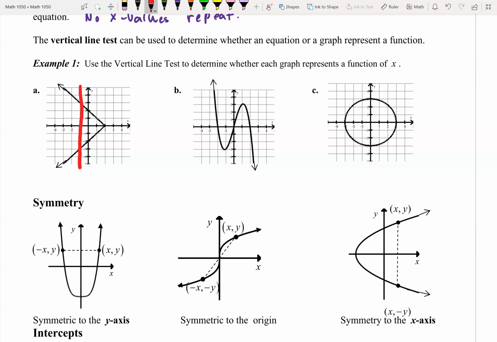That line hits the graph twice. So everybody in the room tell me, is it a function? No, it's not. If it hits it more than once, then the answer is no. So just go ahead and write no and then box it or highlight it.